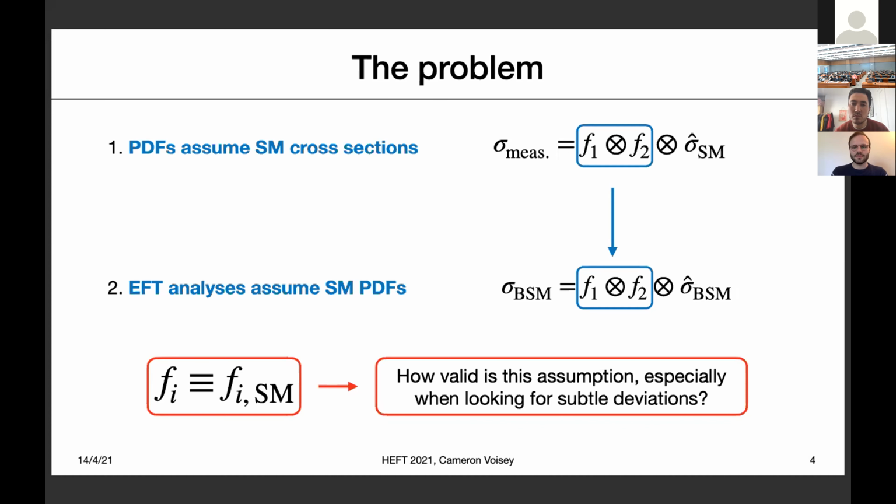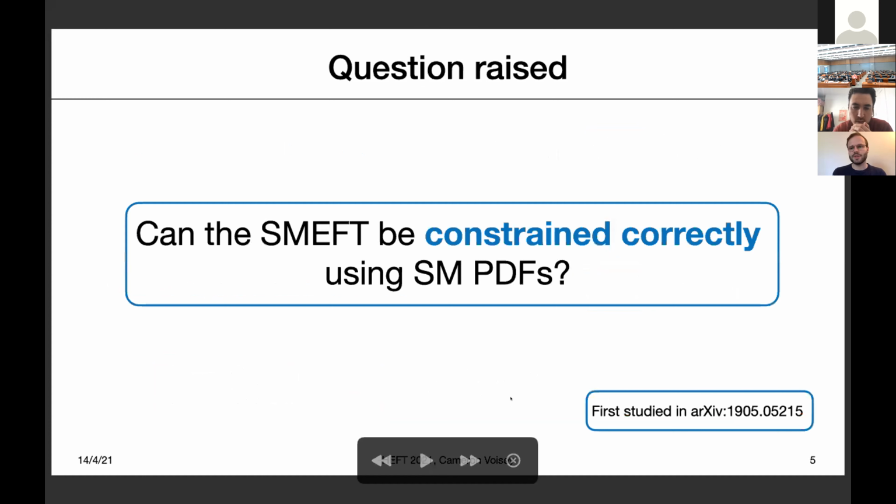So in the context of the SMEFT, where we're looking for subtle deviations, we are interested in ascertaining how valid this assumption is. And this really leads to the question of, can the SMEFT be constrained correctly using standard model PDFs? And if not, how big a mistake is one making by assuming that standard model PDFs are safe to use? This was first studied in this paper here a couple of years ago, where they looked at DIS data in particular. And this made sense because DIS data really forms the bedrock of PDF determinations. So it was a very sensible starting point.